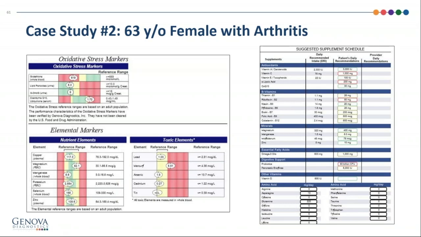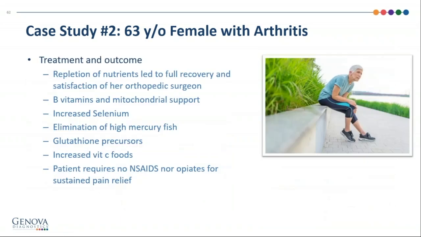So this is the bonus that you get when you're working with patients that have a NutrEval. You're going to get a lot of information on not just nutrients, but also gut and toxicities. So we repleted her nutrients, we gave her B vitamins, and we gave her mitochondrial support. We increased her selenium to help her get rid of the high mercury, which selenium is important for.